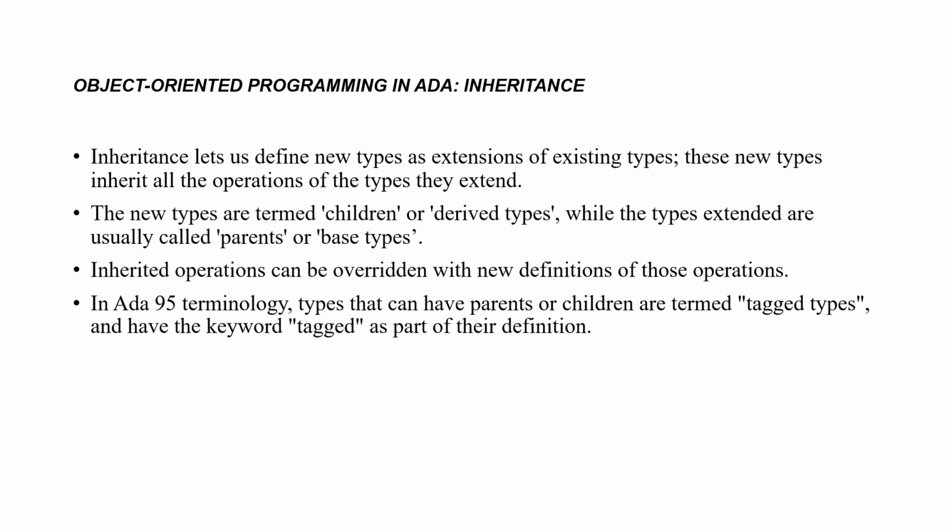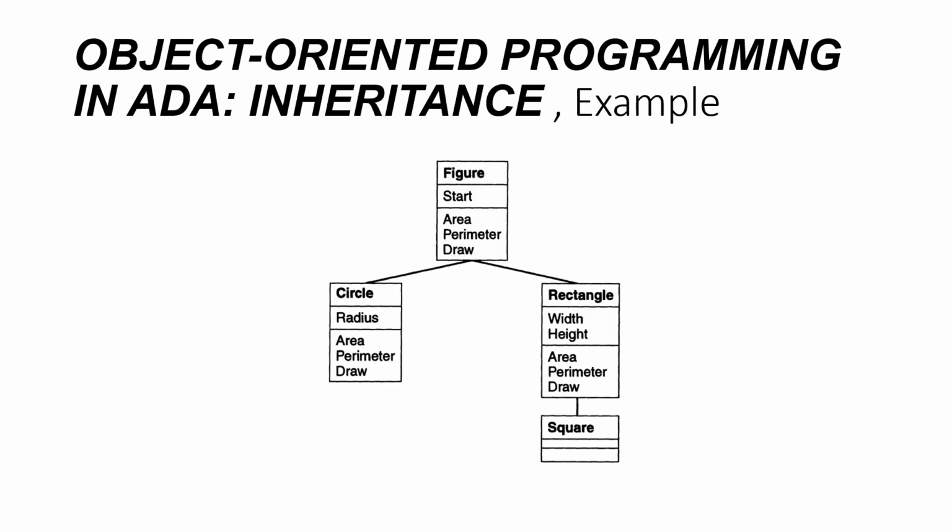In ADA 95 terminology, types that can have parents or children are termed tagged types and have the keyword tagged as part of the definition. What this means is that you have one class and you declare it as a tagged type, and you can subsequently have one more type with this as the base type. The subsequent types which you derive are called children types, and the base type is called the parent type, and this is allowed in ADA 95.